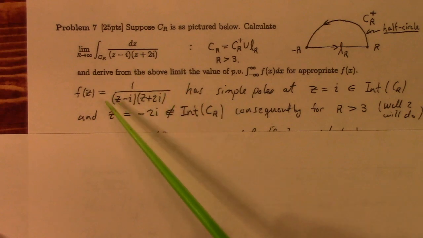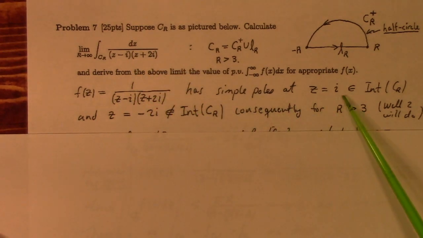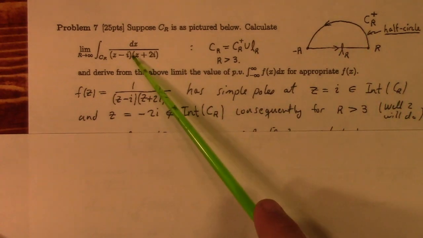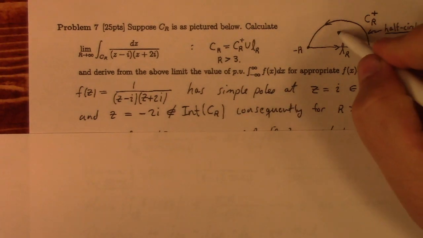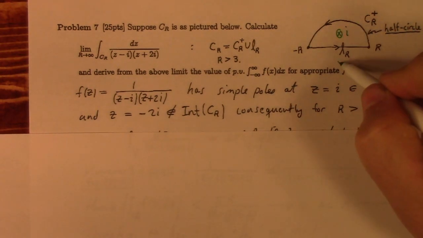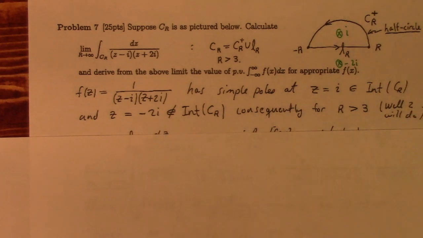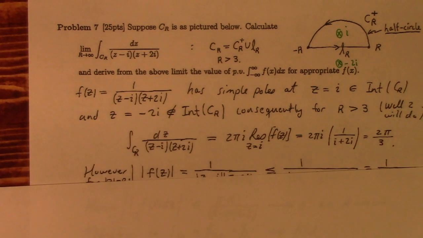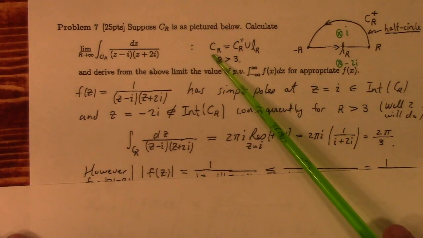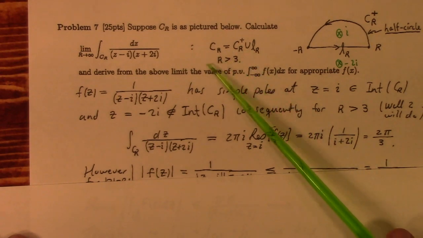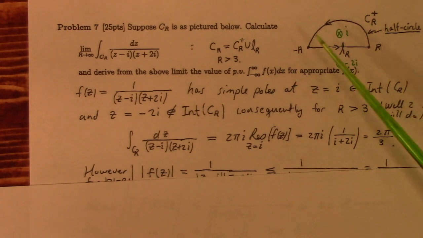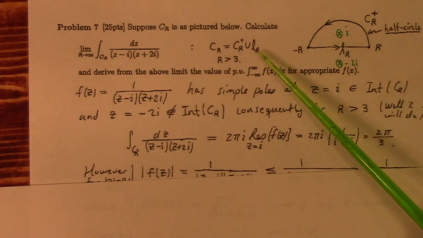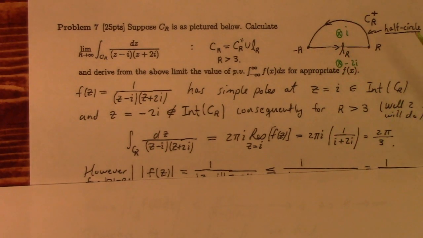Anyway, so what I do is I look at f of z as 1 over z minus i times z plus 2i. It's got simple poles at i and minus 2i. Okay, but i is up here, and down here is your minus 2i, right? So minus 2i doesn't matter. It's not an element in the interior. Now, oh, I'm using different notation. C_R for me is the union. This C_R would be the boundary of R in our previous discussion. So, excuse me, C_R plus is actually the half circle, and L_R is the diameter.